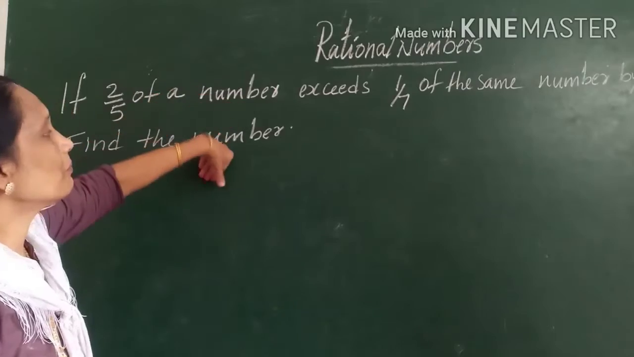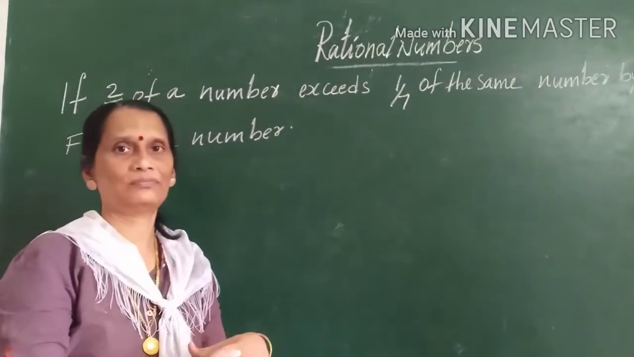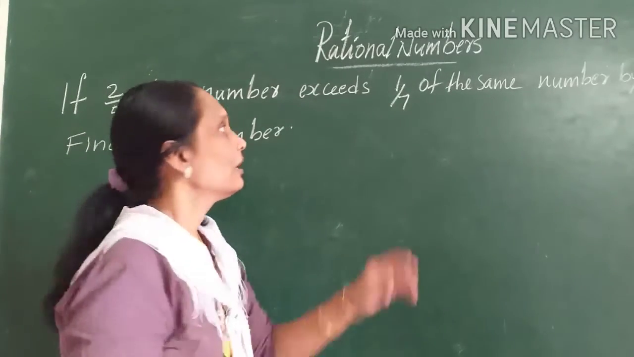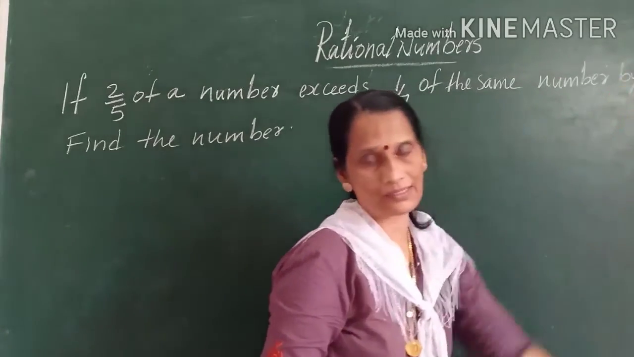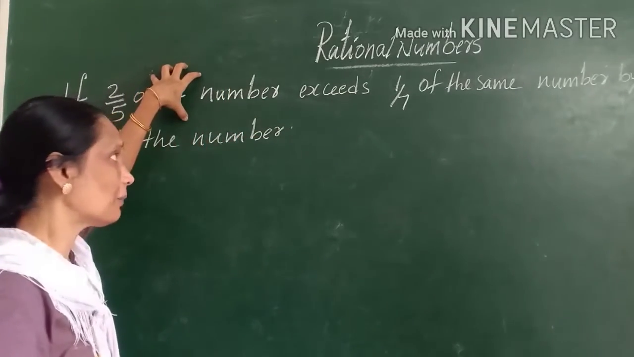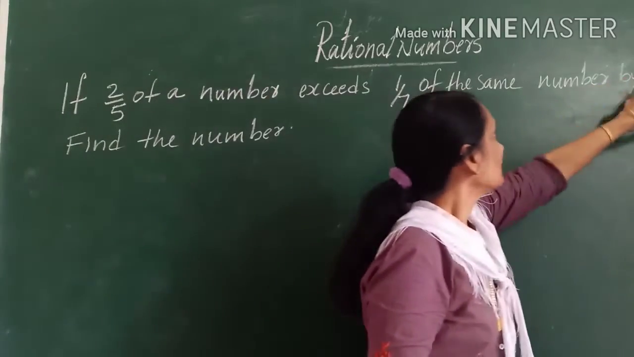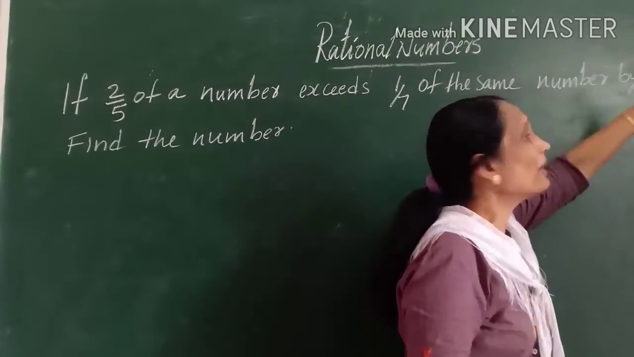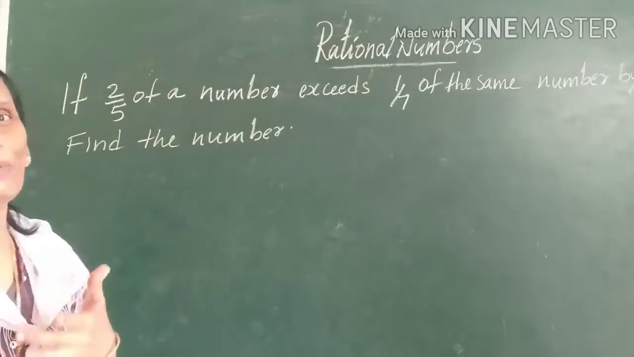That number exceeds, which means that number is bigger. How much bigger is it? By 1 by 7 of the number plus 36. So 2 by 5 of that number is more than 1 by 7 of the number by 36. Did you understand? You should understand this concept, then only you will be able to solve it.